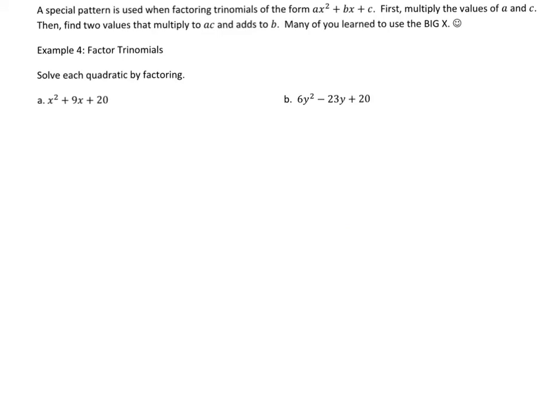And in example 4, this is just reviewing how to use the big X if that's the method that you're familiar with. And we're going to look at these two quadratics and see how we can factor those and solve. So here we'll go ahead and set up our big X. Remember, A times C goes on top, so 20 times 1 is 20. And B is going to go on the bottom, which is just 9.